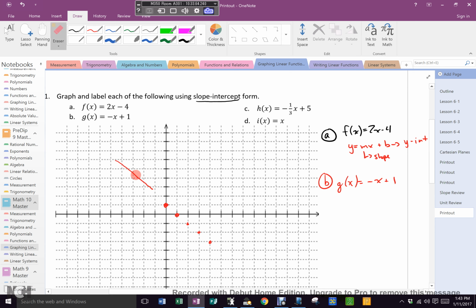Oops. I don't know why that won't erase. There we go.